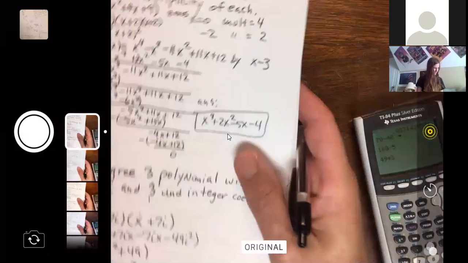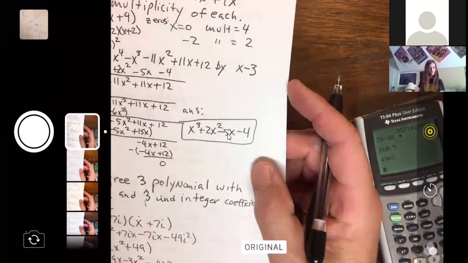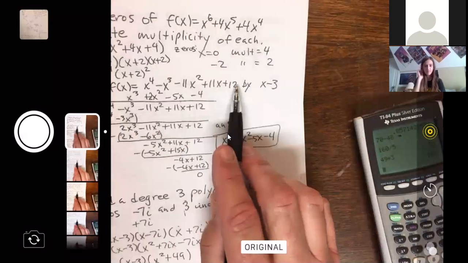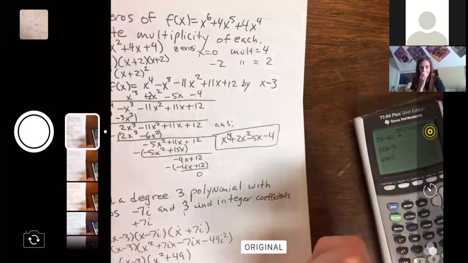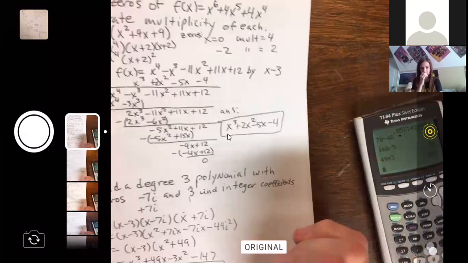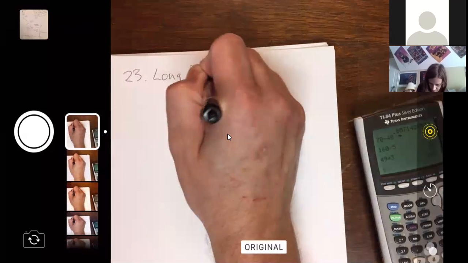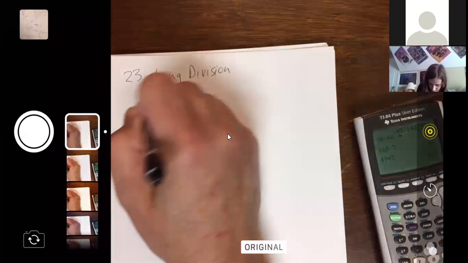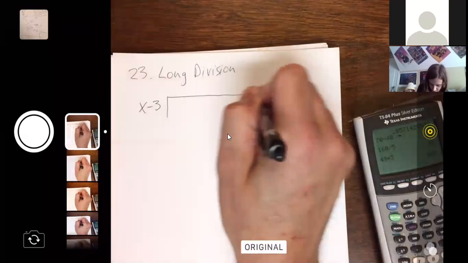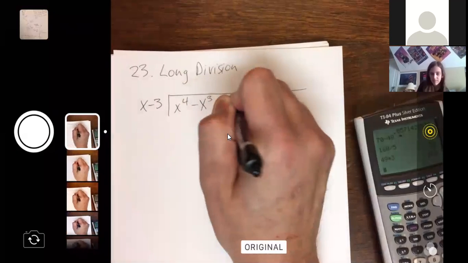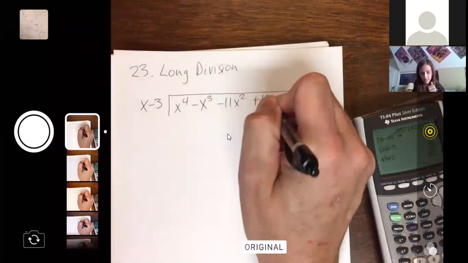23 is a long division. Got a pretty darn long formula next to the fourth formula with all the pieces back to 12 there. I'm going to divide it by x minus 3. It looks like it goes evenly according to the answer. Let's see if I can get it to work. 23, long division. Take x minus 3 and divide it into x to the fourth minus 11x squared, add 11x, add 12.